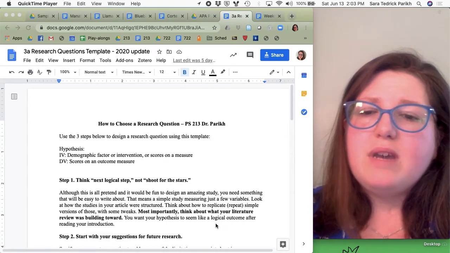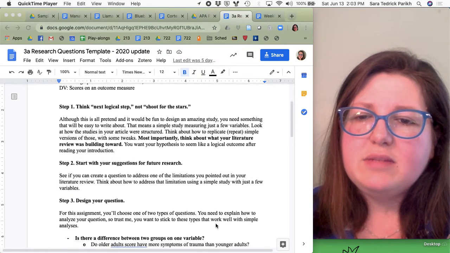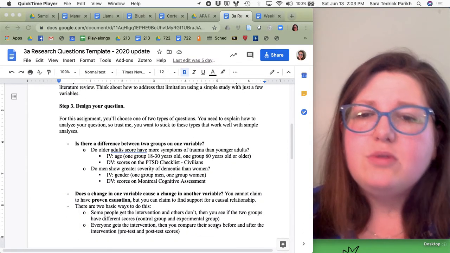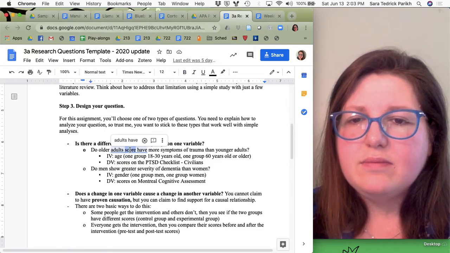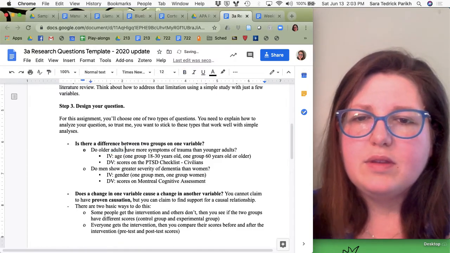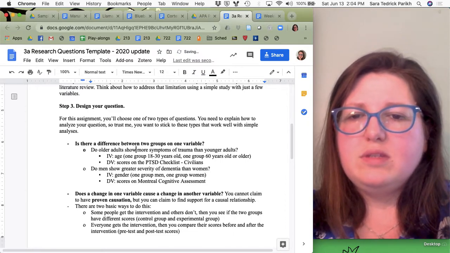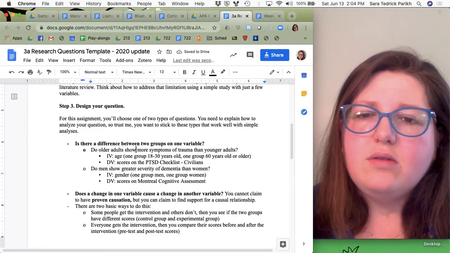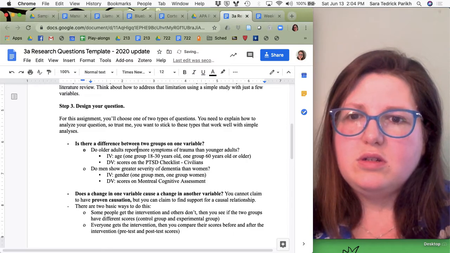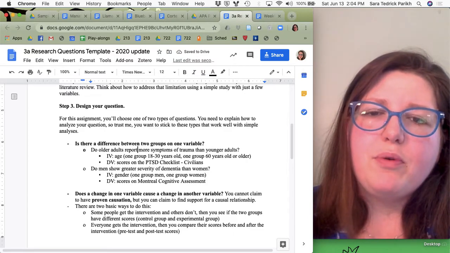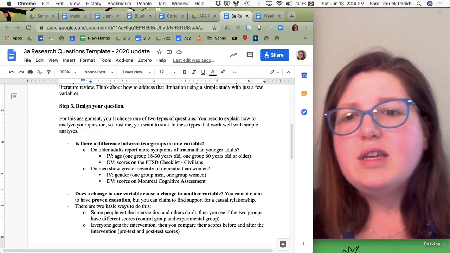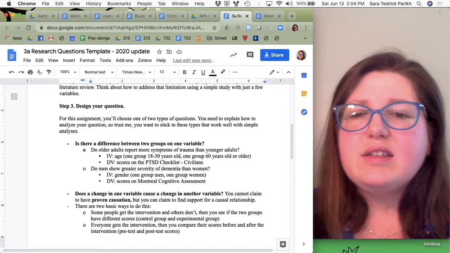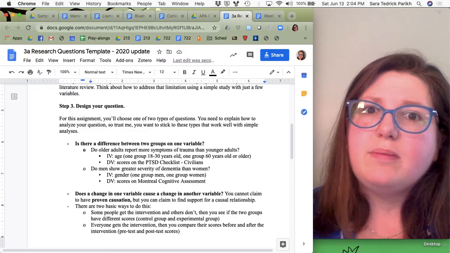So let me see, I have some suggestions down here. Do older adults, let's say show, or maybe report. Do older adults report more symptoms of trauma than younger adults? So our predictor is clearly age. And in this case, I'm using scores on a particular measure.